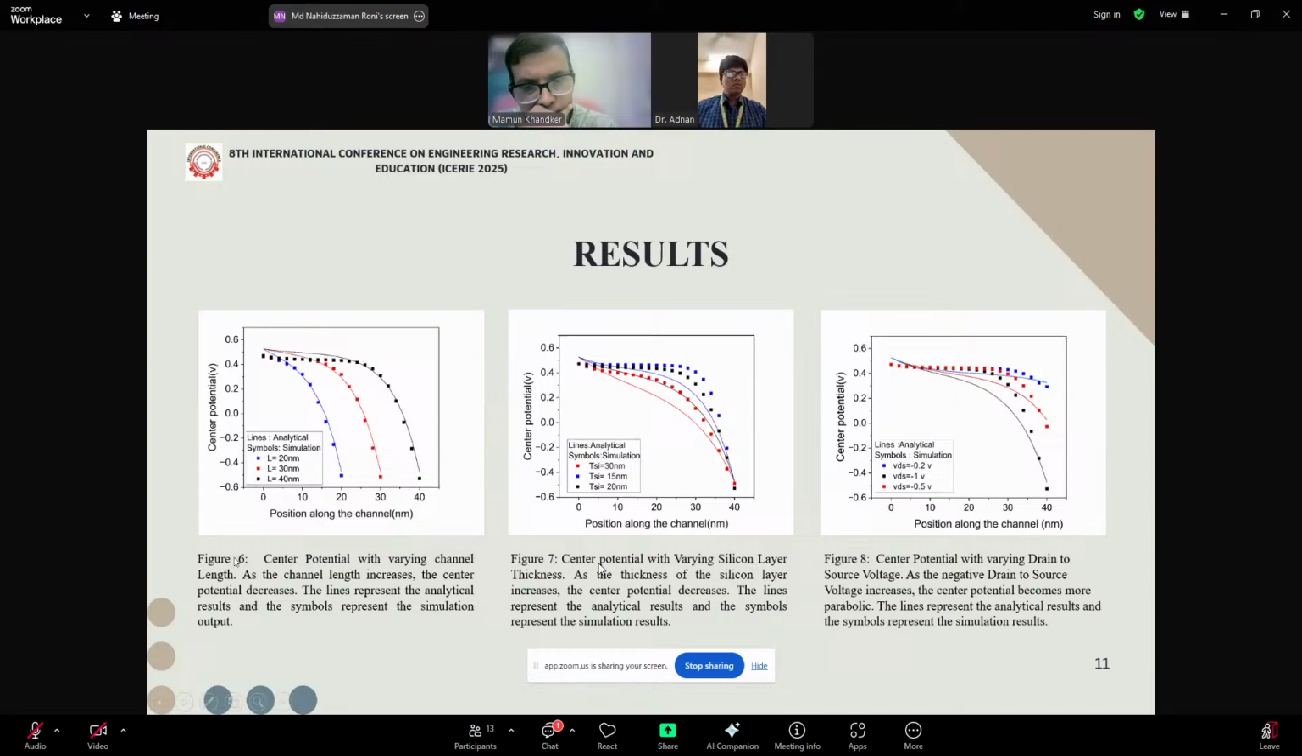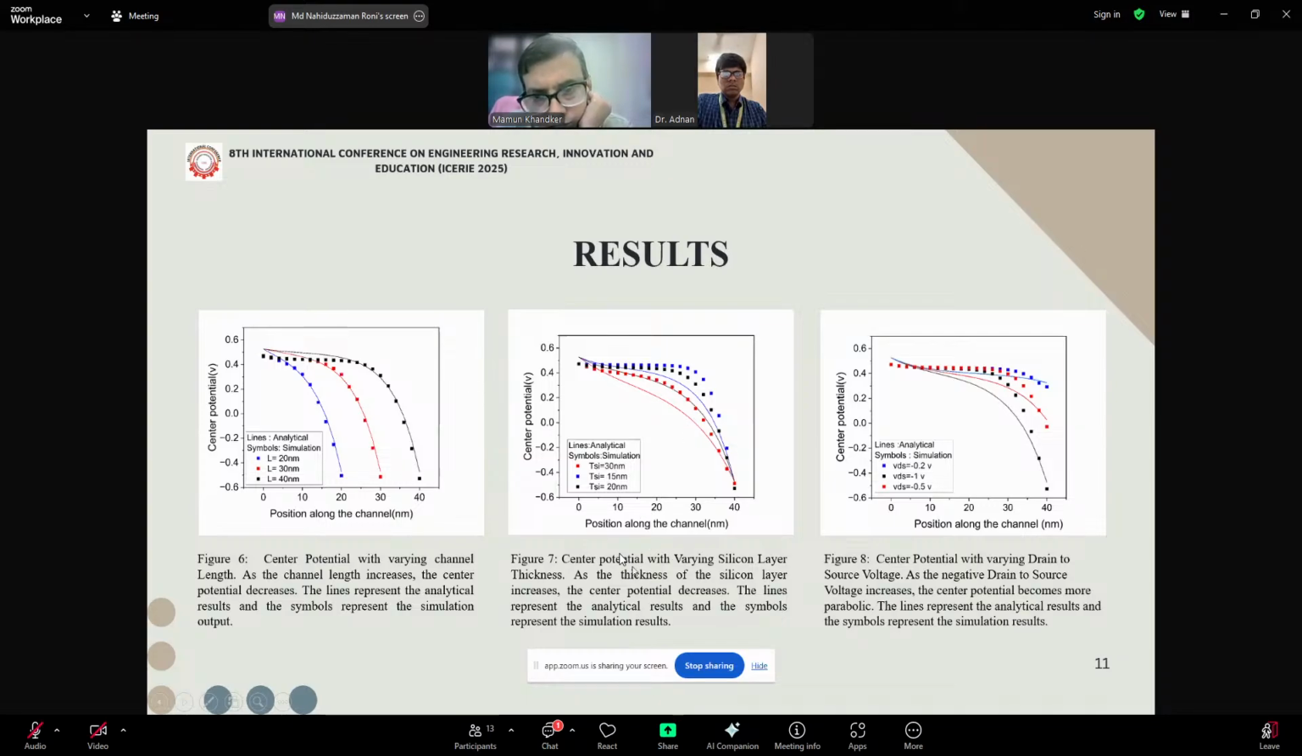Now, figure number 6, we varied channel length. Here we can see that as we change the channel length from 40 to 20, the center potential decreases. It is because of the effect of the electric field at the drain end. It affects the center potential, therefore the center potential reduces. It is known as short channel effect.